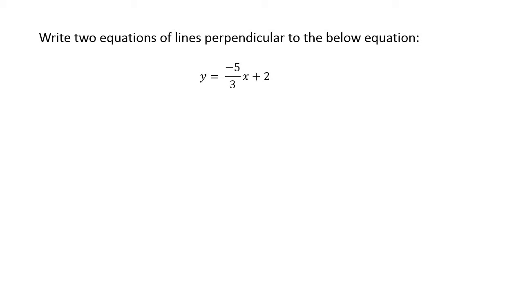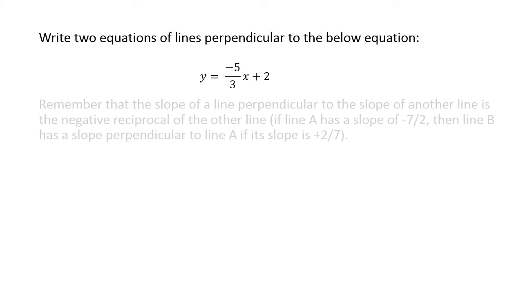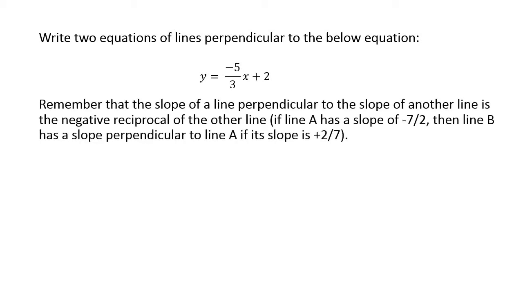Write two equations of lines perpendicular to the below equation. So now we need two lines perpendicular to the below equation. The below equation is y equals -5/3 x plus 2. Remember that the slope of a line perpendicular to the slope of another line is the negative reciprocal of the other line. If line A has a slope of -7/2, then line B has a slope perpendicular to line A if its slope is +2/7. So remember, you take the reciprocal of this, which is 2/7, and then you change the sign to a positive.